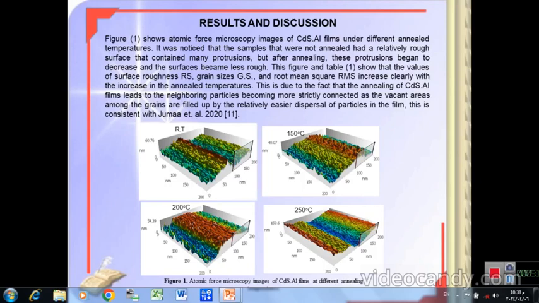This is due to the fact that annealing the CdS:Al films leads to the neighboring particles becoming more strictly connected, as the vacant areas among the grains are filled up by the relative movement of particles in the film.